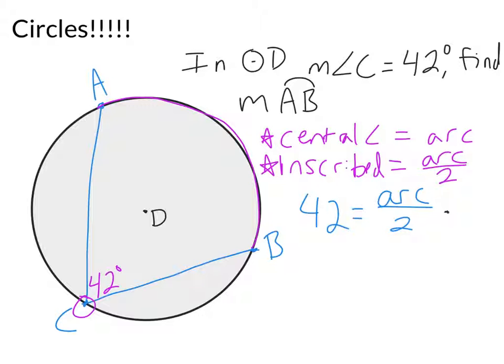So how would I solve for my arc? Well, I can multiply by 2 on both sides, and I'm going to get 84 degrees for my arc. Awesome. And we know it's a minor arc because it's only labeled with 2 letters, arc AB, right? It would need 3 if it was a major arc, meaning it's bigger than 180. Okay? So, follow-up question.